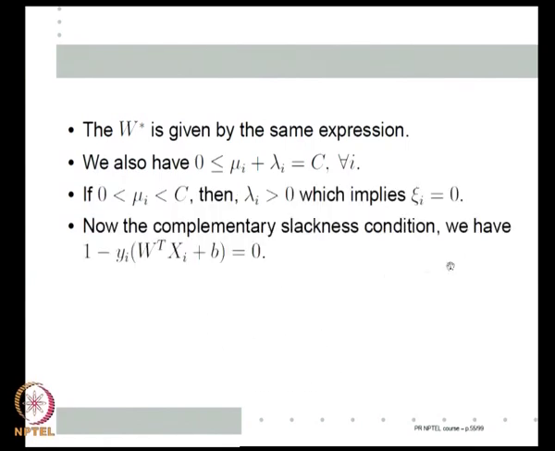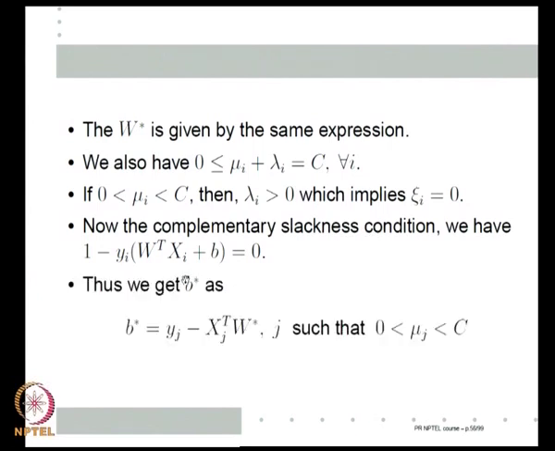So, now the complementary slackness conditions give you 1 minus Y into W transpose X plus B is equal to 0. Earlier, for any mu I greater than 0 this is true. Now, for all mu I which are strictly between 0 and C, this is true. This immediately gives me, like earlier, my B star. Only thing is, instead of this formula being true for any mu that is strictly greater than 0, it is only for those mu which are strictly between 0 and C. So, now I can think of my support vectors that determine B to be the ones that are not stuck at 0 or C.